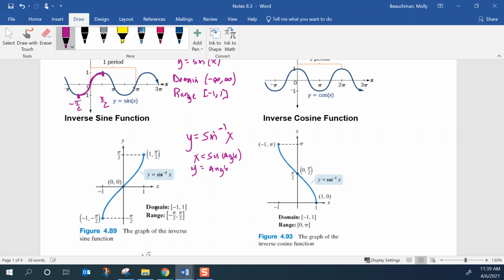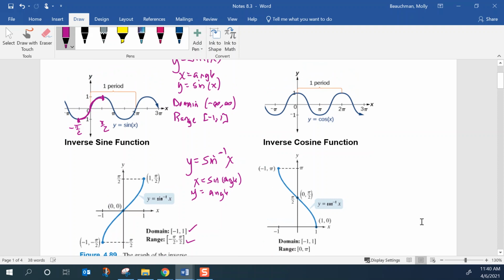In this case, the domain is now the range of the original function. So the domain is the values from -1 to 1. And the range is the restricted domain from the graph above, from negative pi over 2 to pi over 2. So for the graph of the inverse sine of x, you can only use the angles negative pi over 2 to pi over 2 as values. We can't use every angle, we can only use these particular angles. That's the graph of the inverse sine.